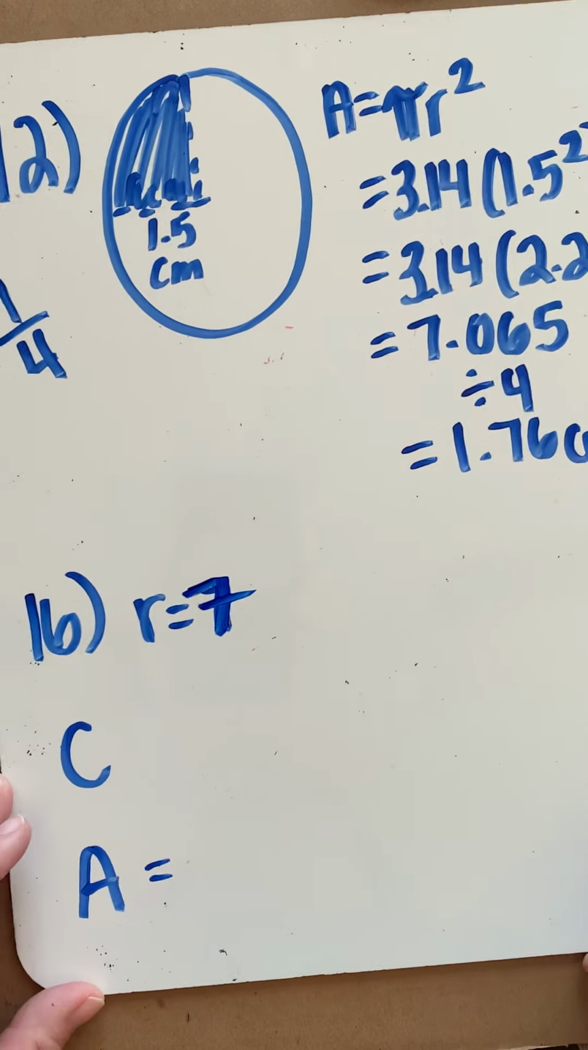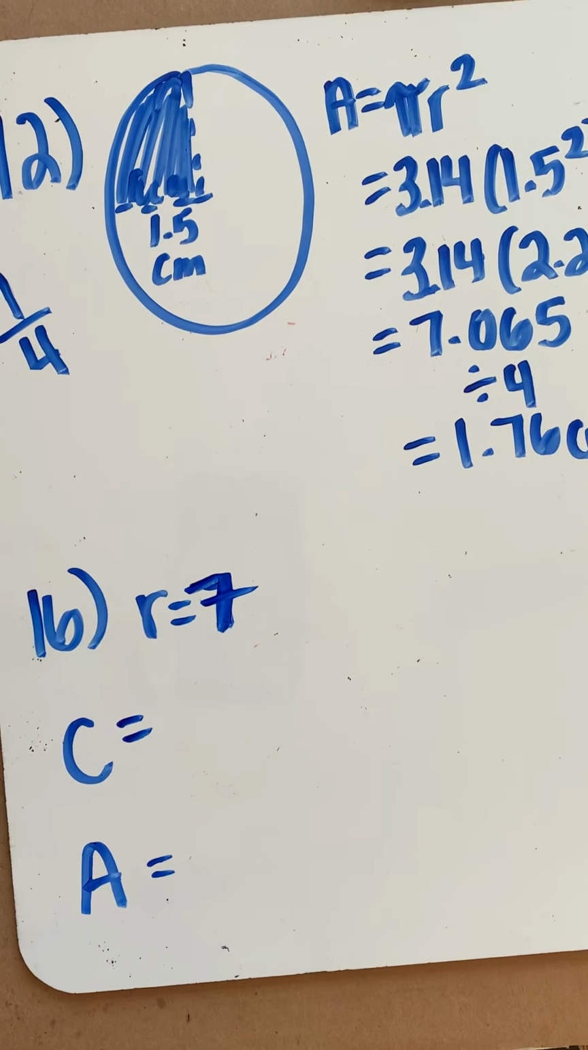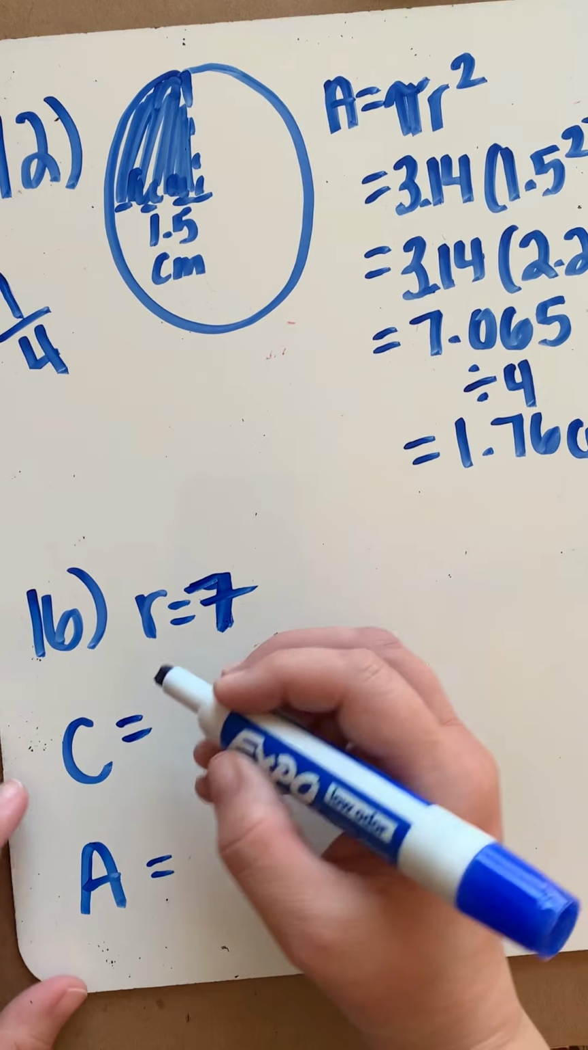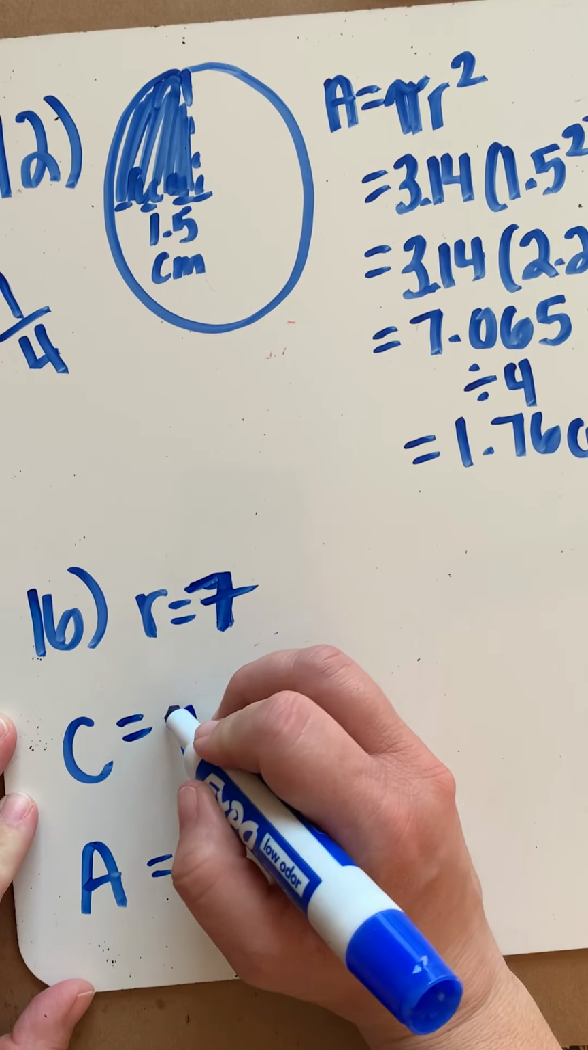Next one is number 16. I think maybe a couple before it, they wanted you to find both the circumference and the area. So you have to be careful. Keep the two formulas separated. They gave you radius, so you don't need to worry about diameter at all. You don't need to change anything. What you need to worry about are the formulas.